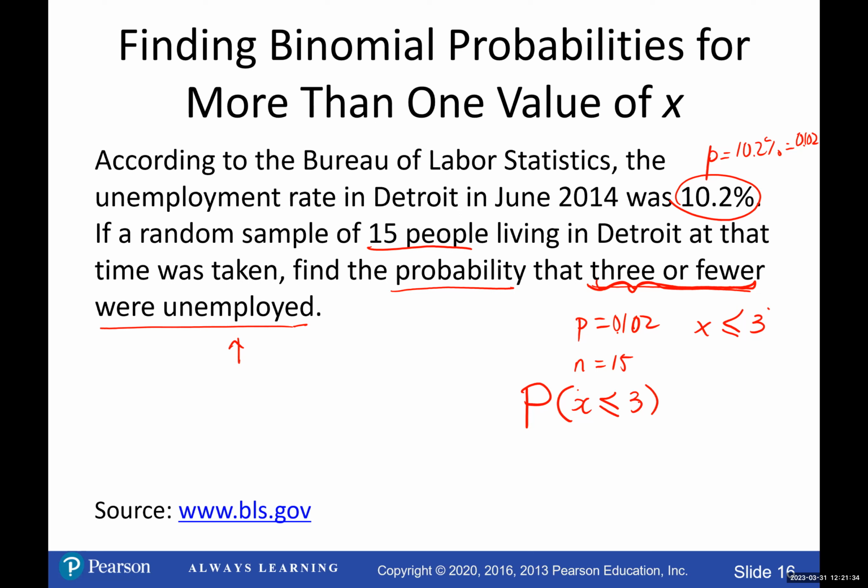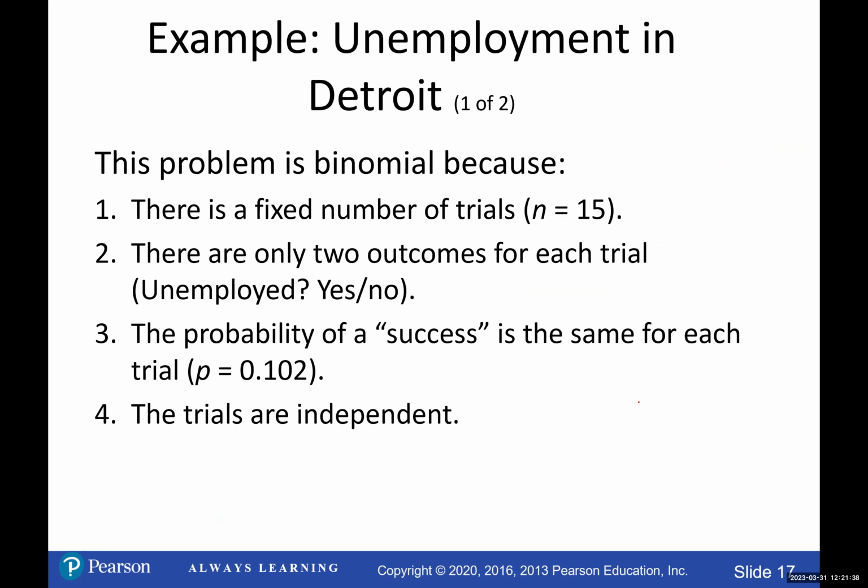All right, so now let's go ahead and do this. So first, we're going to check to make sure it is binomial, right? So we have how many trials? 15. Yes, that's correct. It's fixed. We have how many outcomes? 2, because people are asked, are you employed? Yes or no only, right? And number 3 is the probability of success. So 0.102. And the last is independent, because there's no couple here, so they are independent.